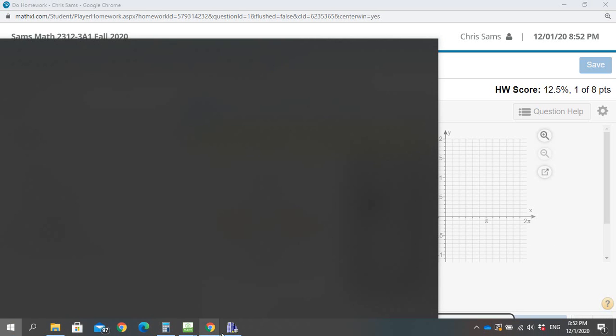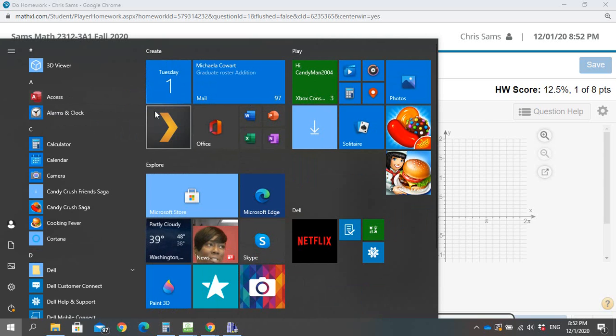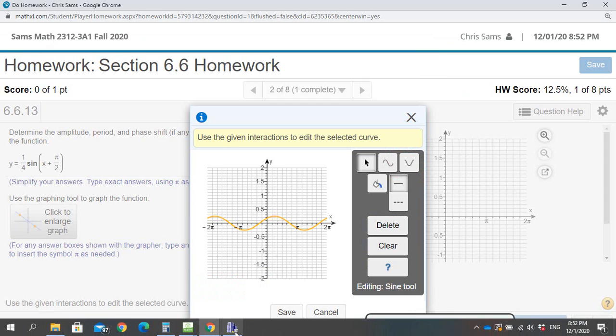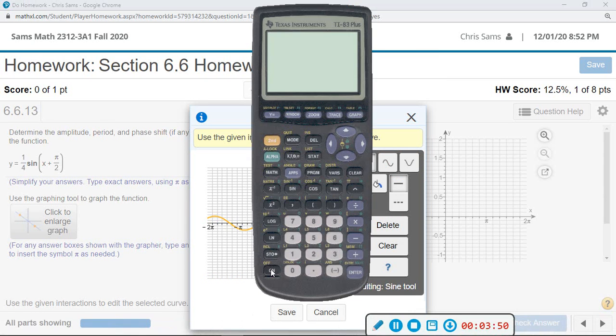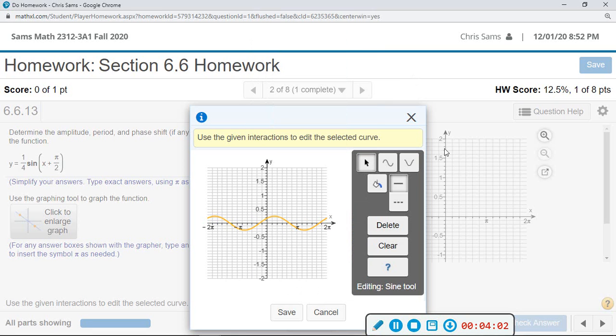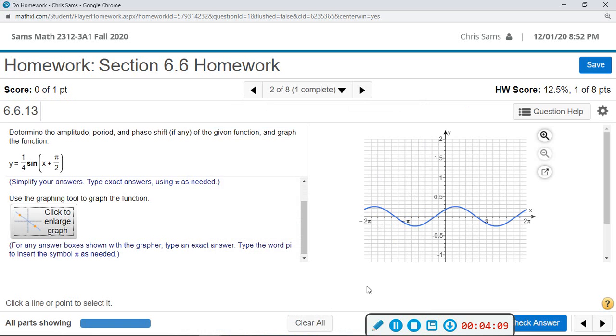Let me compute this. Actually, I got a better calculator here. Let me actually get a better estimate. So let's say, pi divided by 2. 1.57. Okay. So yes, that number was good. I believe that's everything we need.